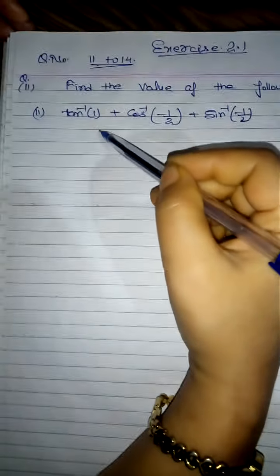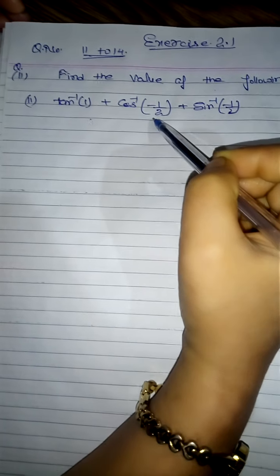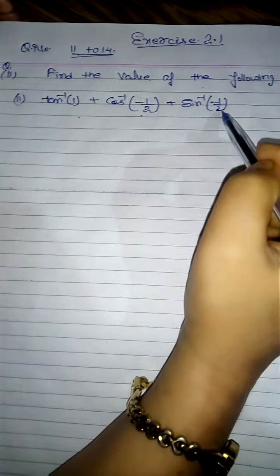Good morning, students. Today we will continue with exercise 2.1 and solve questions number 11 to 14. Find the value of the following: tan inverse 1 plus cos inverse minus 1 by 2 plus sin inverse minus 1 by 2. You have to find out the value of this whole term.